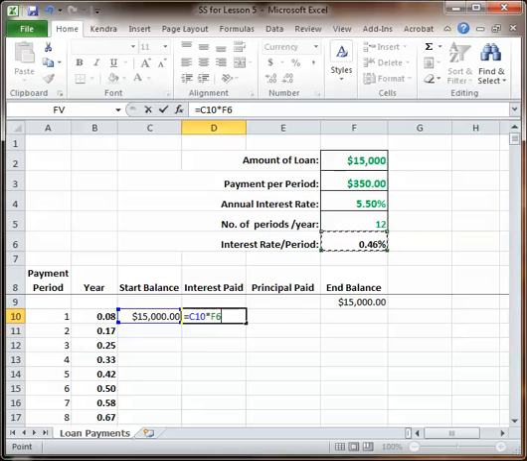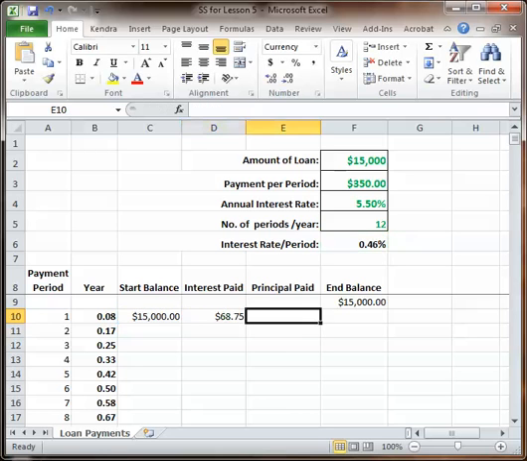Now, we are going to be cutting and pasting this formula down, and we always want to take that value out of F6. We don't want that cell to move relative to where our formula is. So we're going to lock it by using our dollar signs. So we can see in the first month that $68.75 of what she pays is going to go to interest.